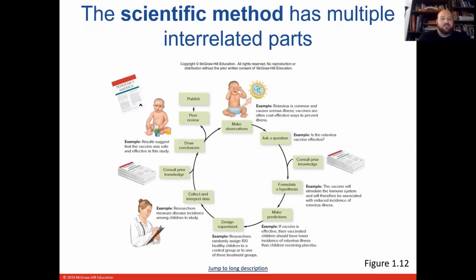And remember, again, these all have many interrelated paths. So usually, you make an observation. So say, for instance, in this case, rotavirus is common and causes serious illness. Vaccines are often a cost-effective way to prevent illness. So you're going to ask a question like, is the rotavirus vaccine effective? You're going to then pull in your prior knowledge and formulate a hypothesis. You'll then make predictions using that hypothesis. Notice a hypothesis doesn't always directly mean that it's a prediction.